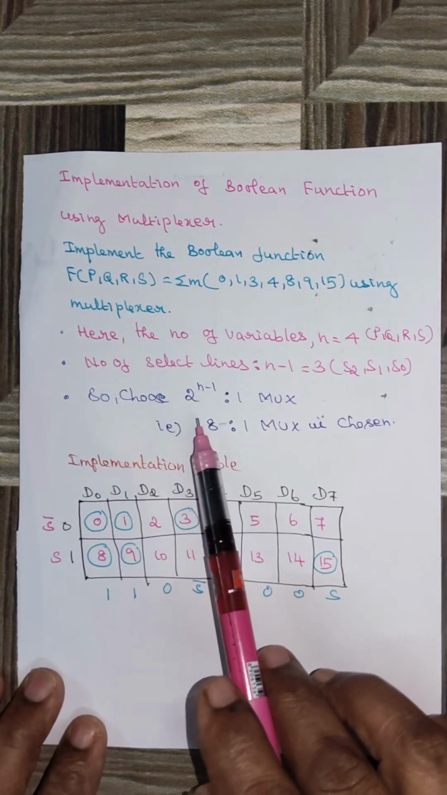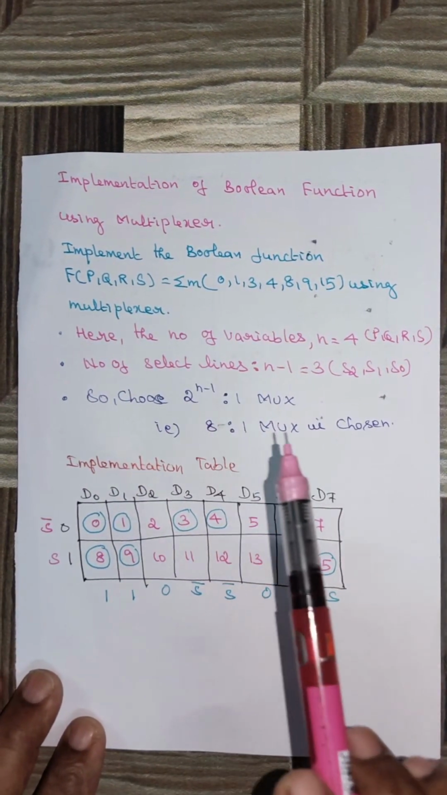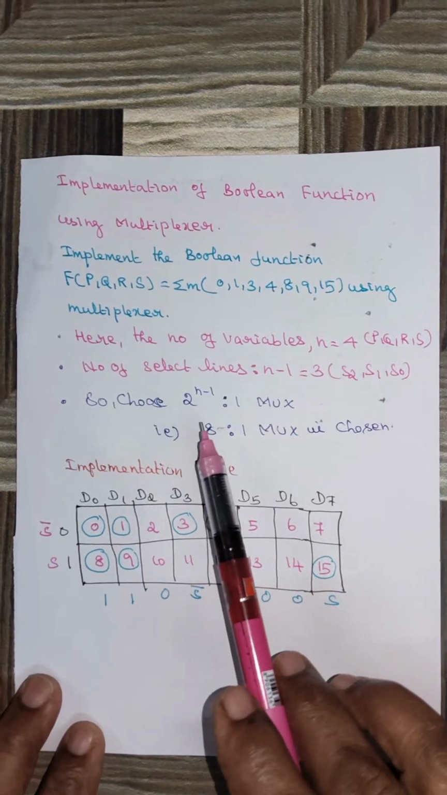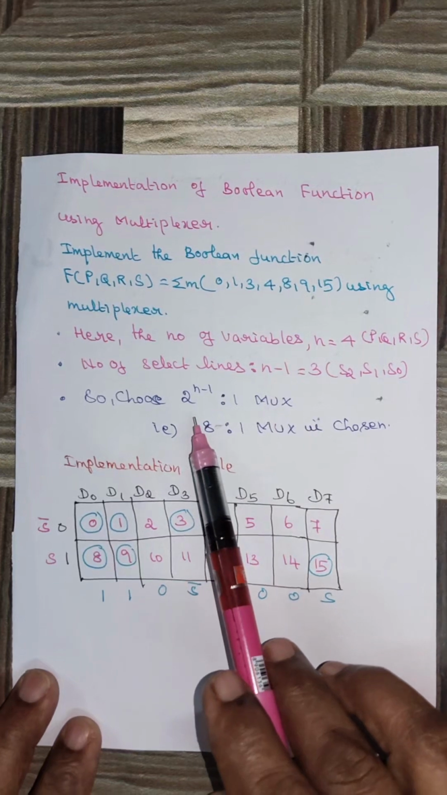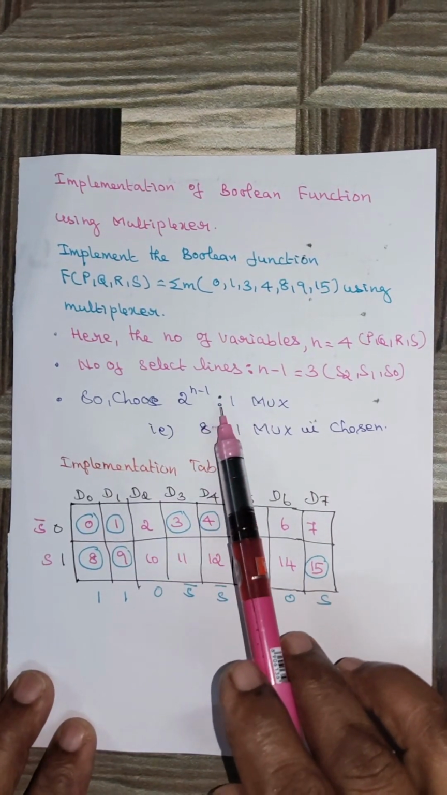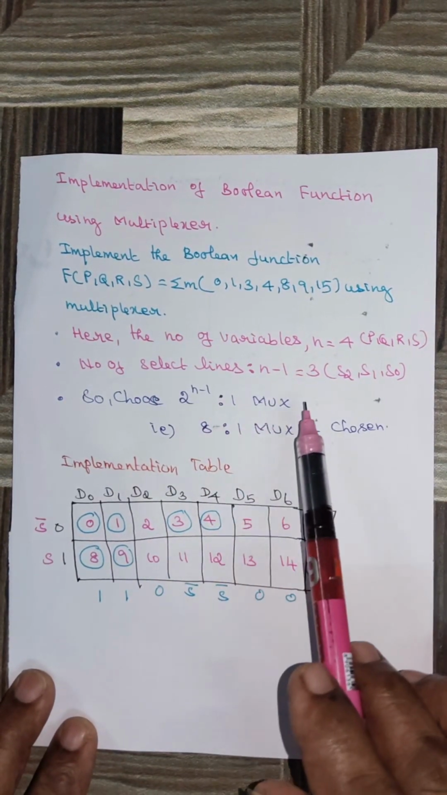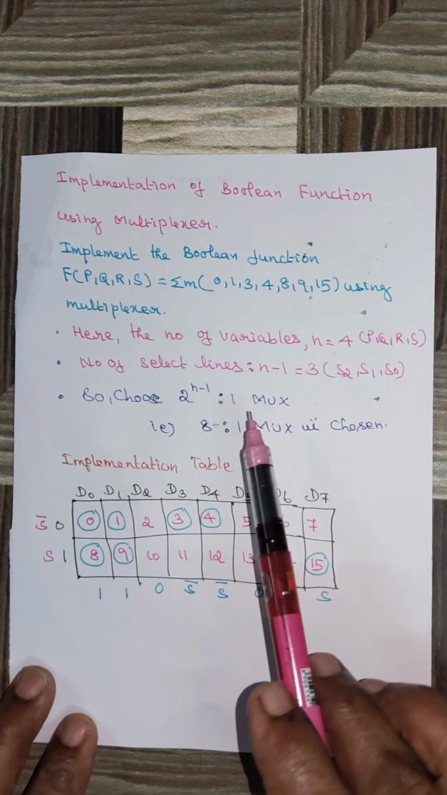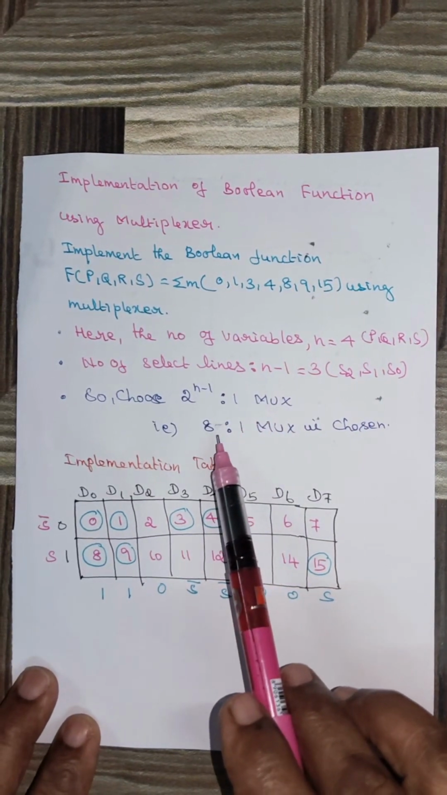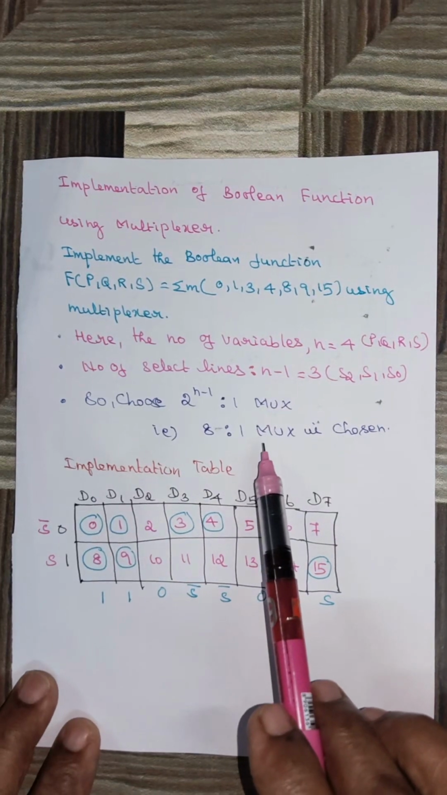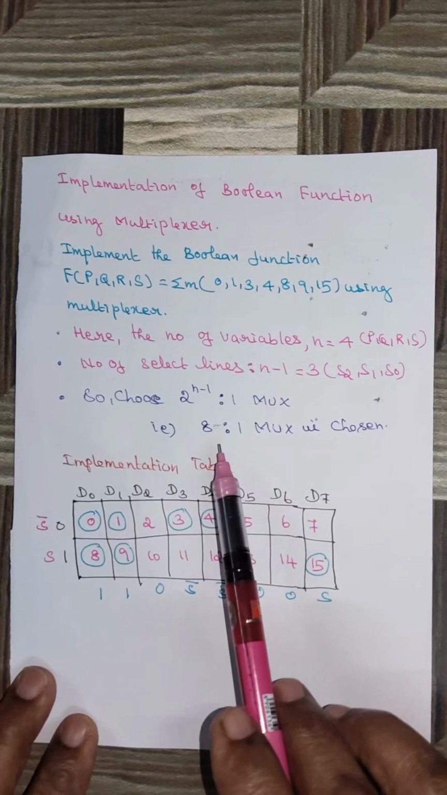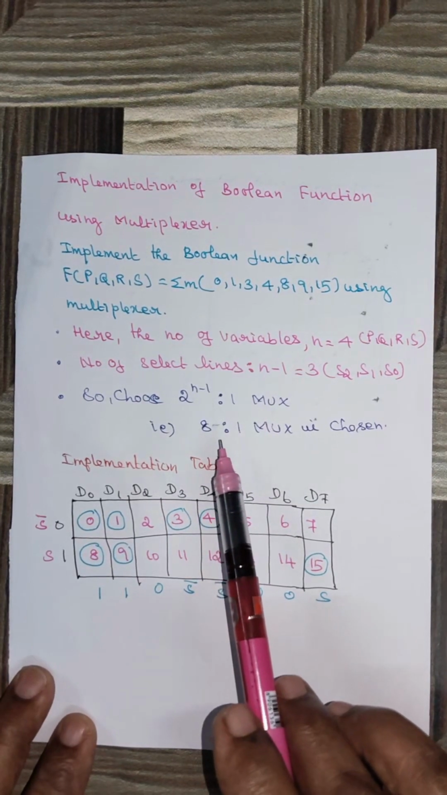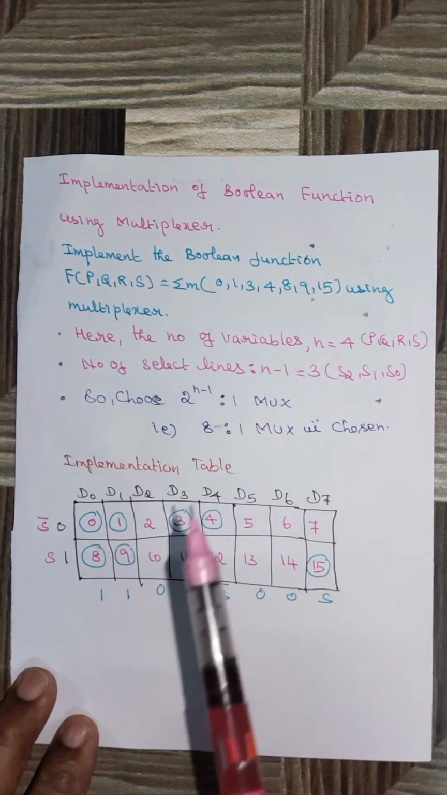Now we are going to choose the size of the multiplexer. Usually if we have n input lines, then we can choose a 2 power n minus 1 is to 1 multiplexer. Now we have 4 variables in the Boolean function, so the size of the mux chosen will be 8 is to 1, that is 2 power 4 minus 1 is to 1.